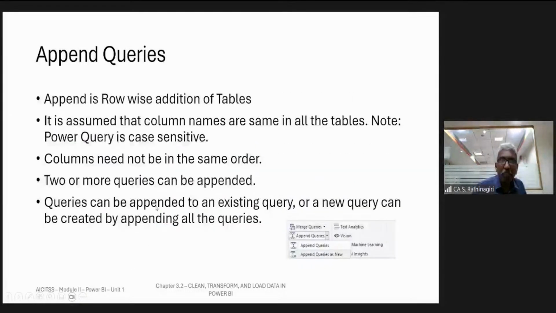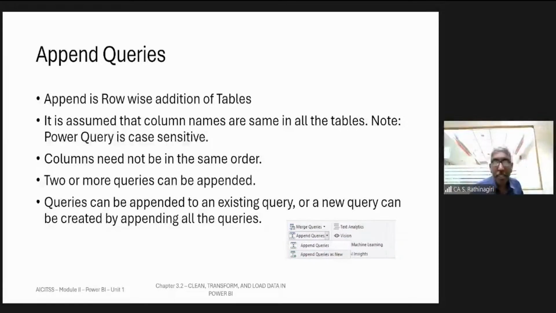So what about the append queries? Five queries are there. All of them are having the same structure. I want to combine those queries into a single query. So append is row-wise addition. You may be knowing appending. So appending is row-wise addition, and merging is column-wise addition.